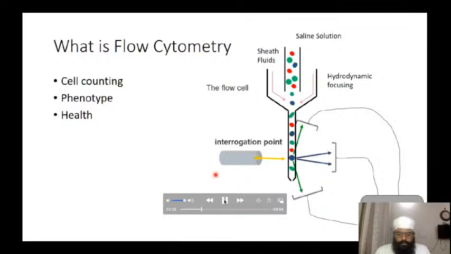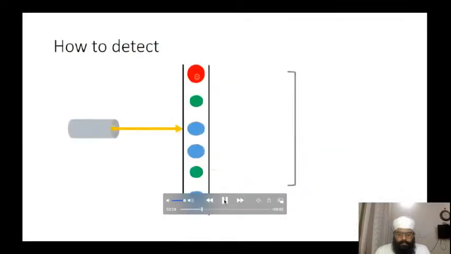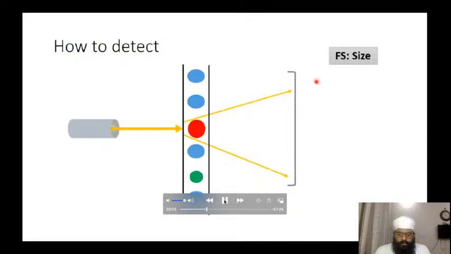Now I'm going to speak in more detail. This is the flow cytometry tube, and the cells pass one by one through the laser beam. When the cell passes through the laser beam, it scatters the light in a forward direction, at an acute angle. This forward scattered light is directly proportional to the size of the cell. Why? Because when the cell is bigger, more forward scattered light will be detected, and when the cell is smaller, it will scatter less light in the forward direction.